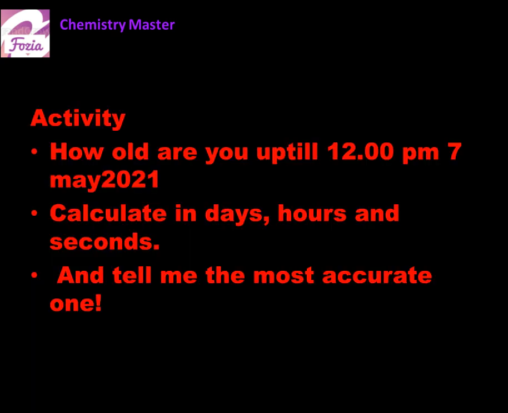Now, today's activity is very interesting. As you know your birthdays and the years, ask your parents for the most probable time of your birth, and calculate your age up till 12 p.m., 7 May 2021. You are supposed to calculate your age in days, in hours, and in seconds, and share your response with me, saying which is the most accurate calculation or measurement of time.